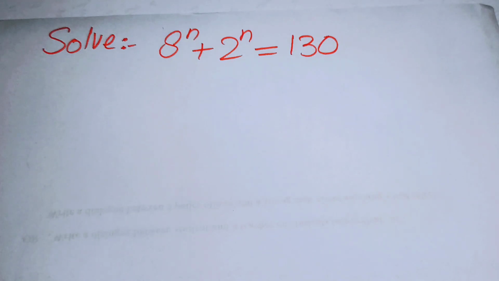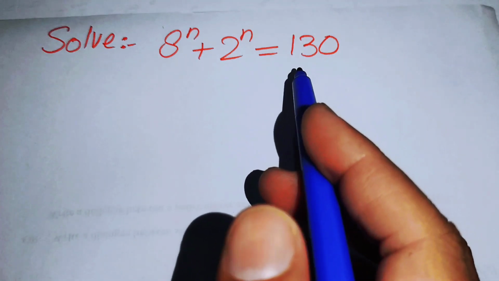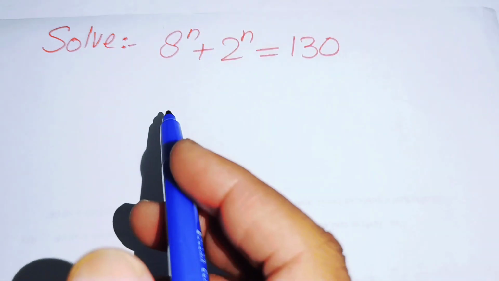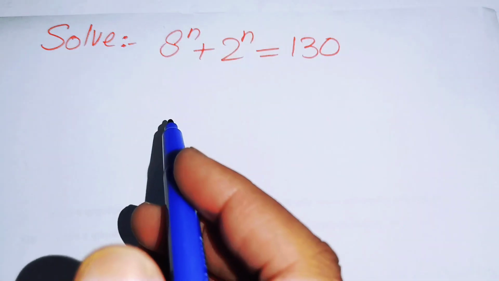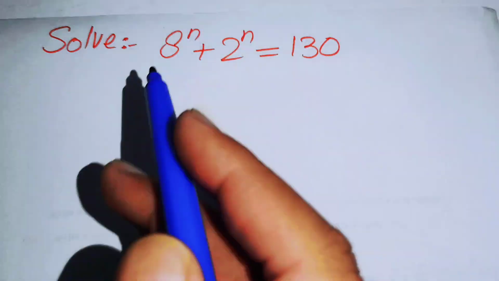In this video we are going to solve this nice exponential equation problem, and here we have 8 to the power of n plus 2 to the power of n equals 130, and we will solve this problem for the values of n.